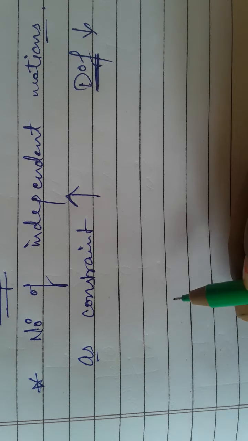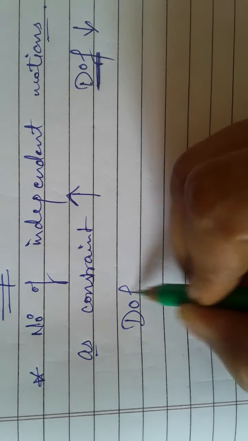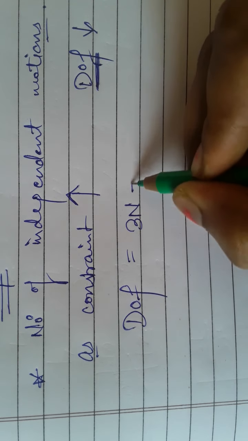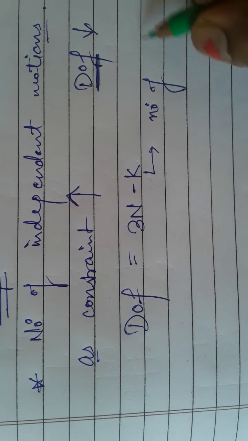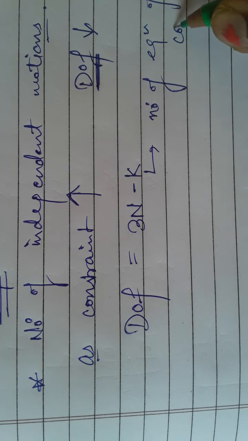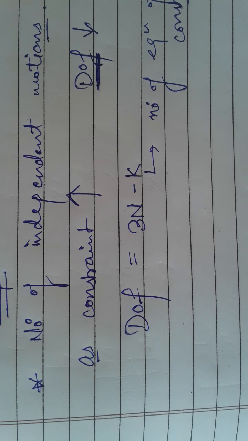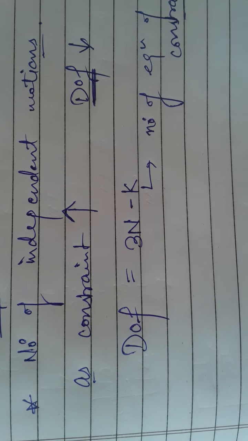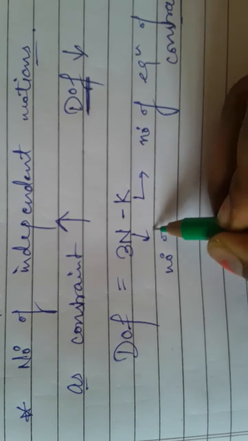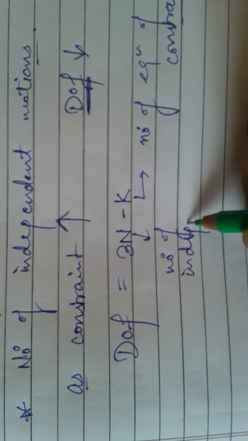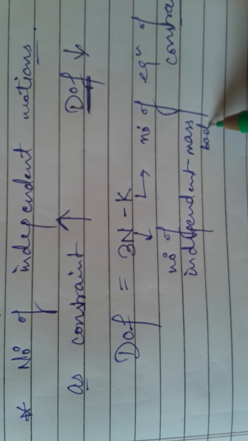Okay, and the general formula for this is 3n minus k, where k is your number of equations of constraint. Equations of constraint we have discussed in the last class, and in the coming examples also we will discuss them. And n is your number of independent masses or bodies, you can say.